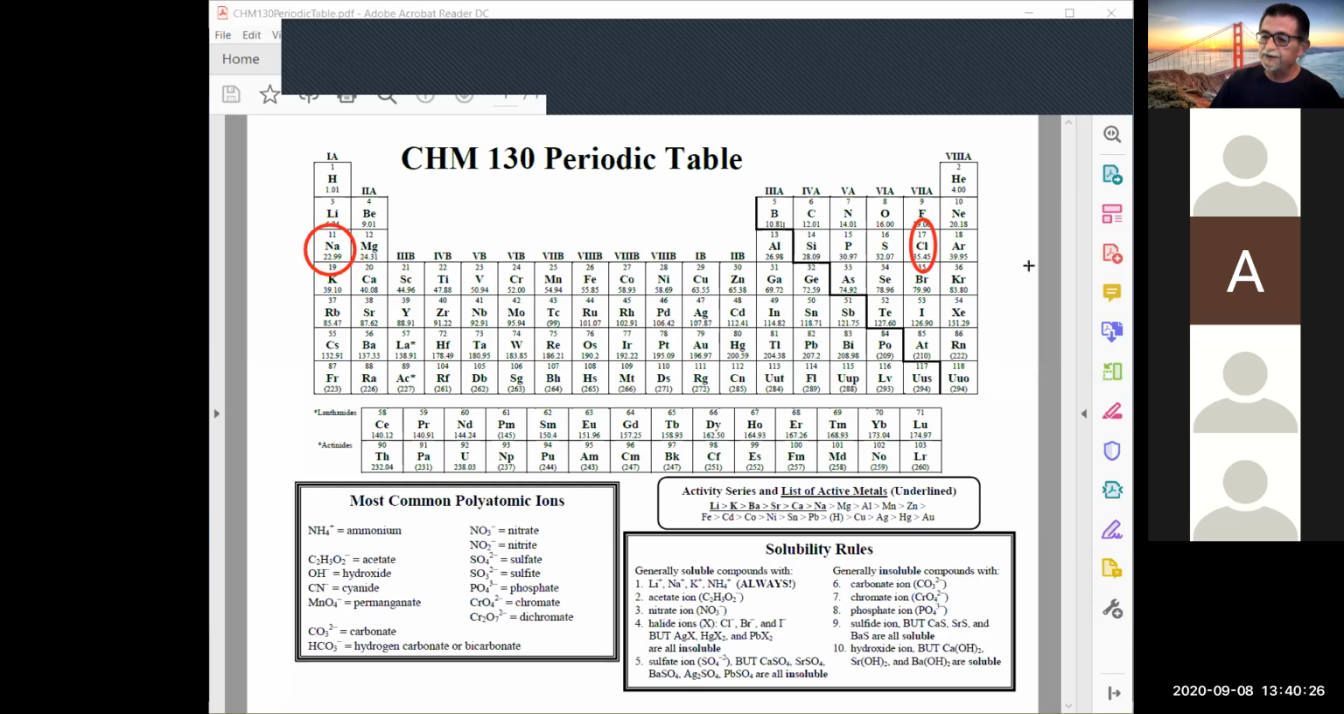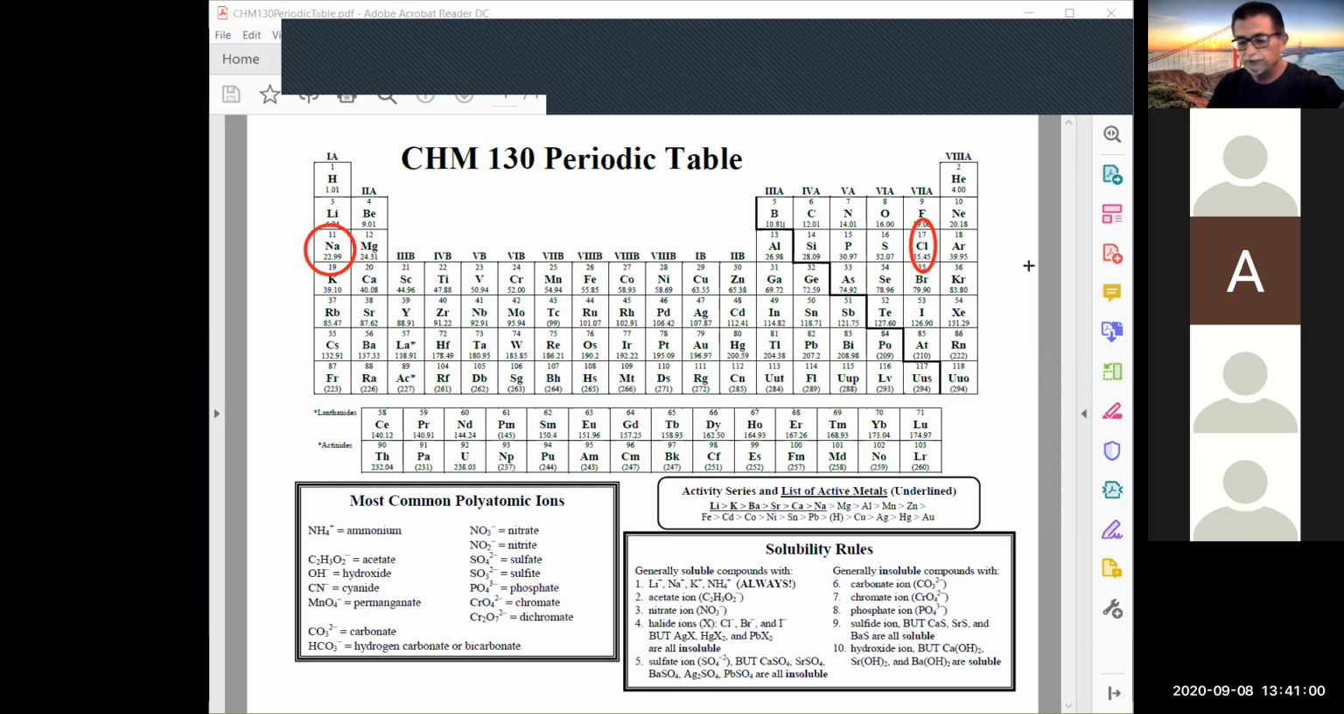Now, chlorine has a propensity to gain one electron. So now it has 17 positives and 18 negatives. What is my net? Zero. No, 17 positives, 18 negatives. What is my net? Negative one. If I have 17 positive numbers and 18 negative numbers, I got negative one. And so chlorine, when it becomes an ion, has a charge of negative one.